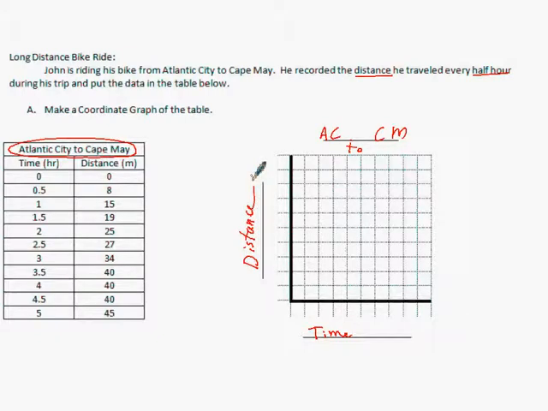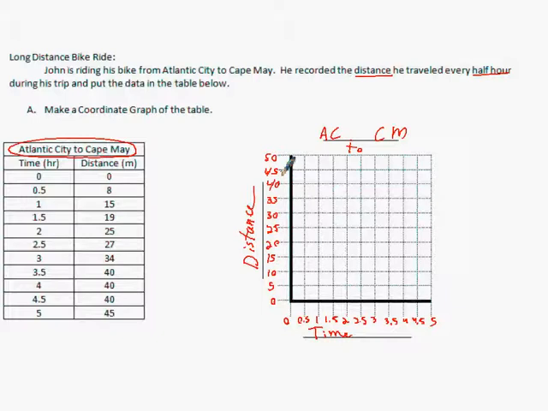Now, over here, we have time counting up by every half hour to get to 5. So I'm going to count up by the same thing. 0, 0.5, 1, 1.5, 2, 2.5, 3, 3.5, 4, 4.5, 5. Perfect. Distance needs to go from 0 up to 45. That's not even close to 100, so I'm just going to count it by 5s. So we have 5, 10, 15, 20, 25, 30, 35, 40, 45, 50. 45 is the highest we need to go, so that's good.